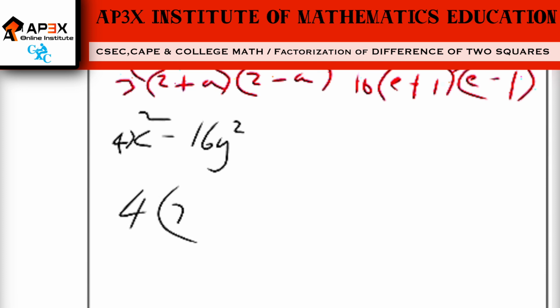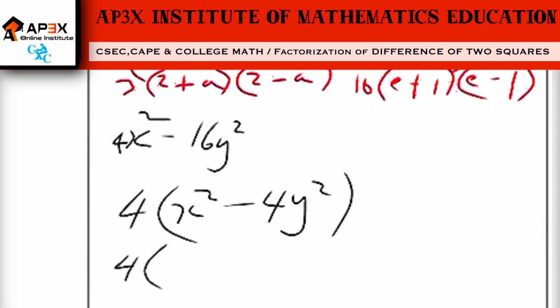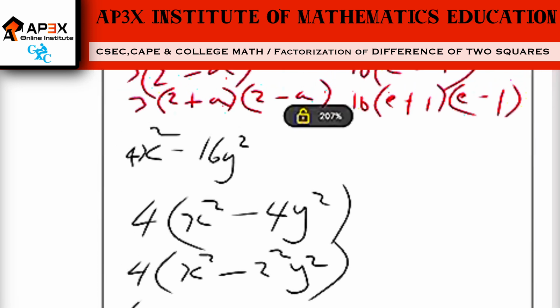Open the bracket. X squared minus 4y squared. Okay, so we're going to have 4 open bracket x squared minus 2 squared y squared. Alright, perfect. We're going to have 4 open bracket, close bracket, open bracket, close bracket, plus here, minus here, x here, 2 here, 2 here, y here, y here.